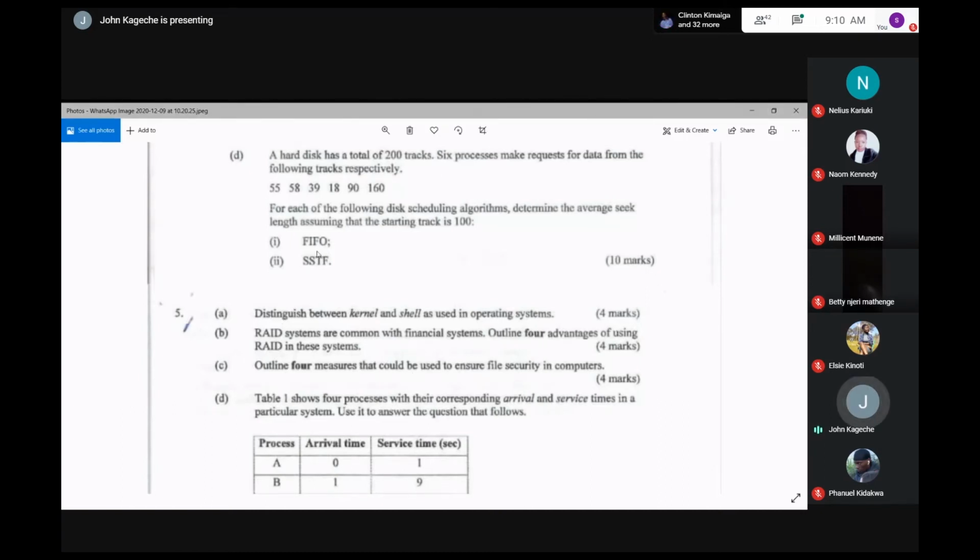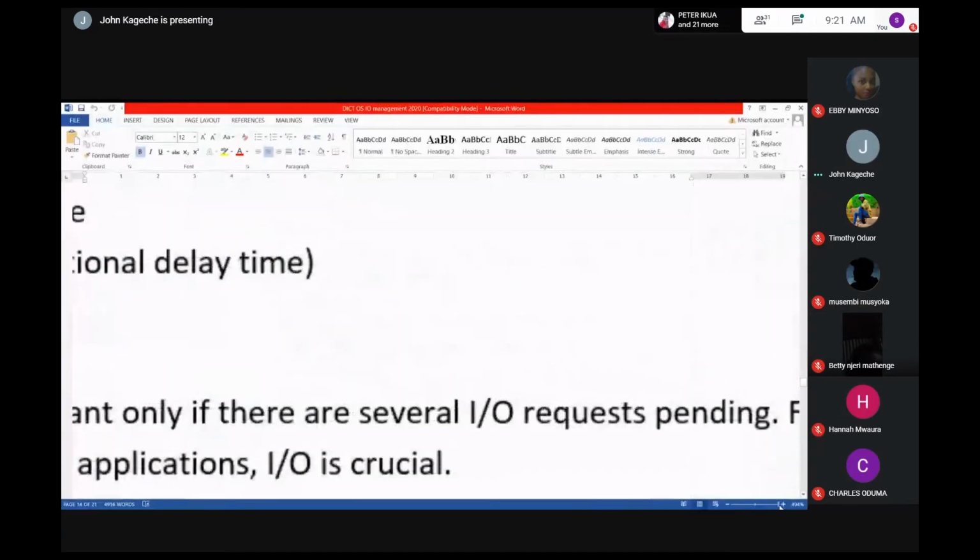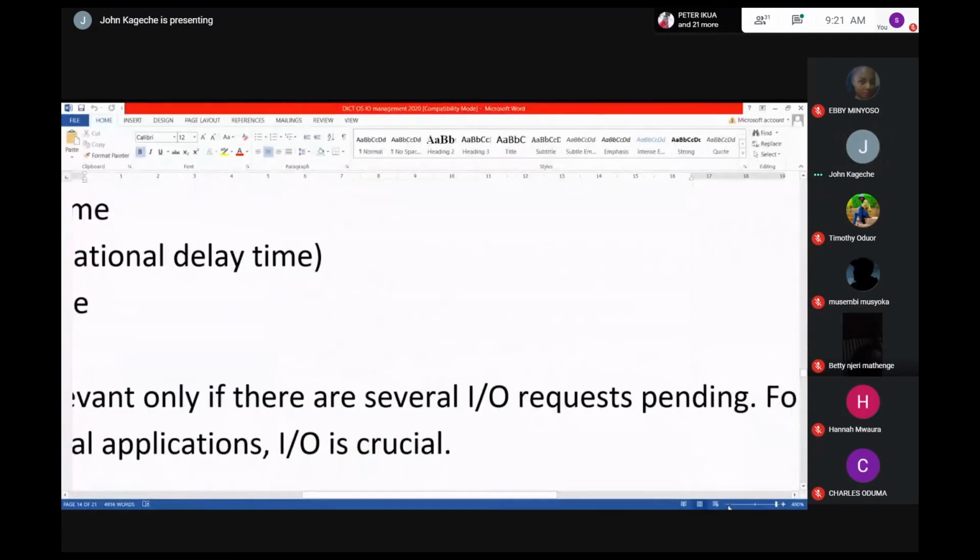Now, when you talk about FIFO, we are saying first in, first out. I don't know whether I have a table here, whether we could be able to see it. Let me just see whether it's going to be visible. Sorry, it's too big. Is it visible now?